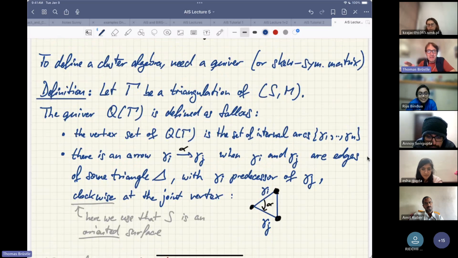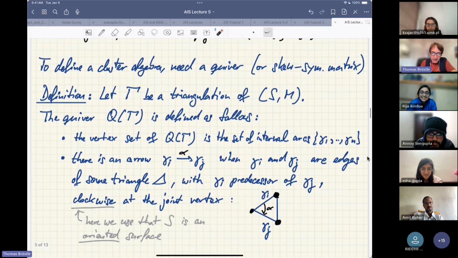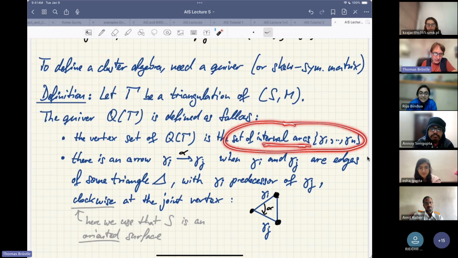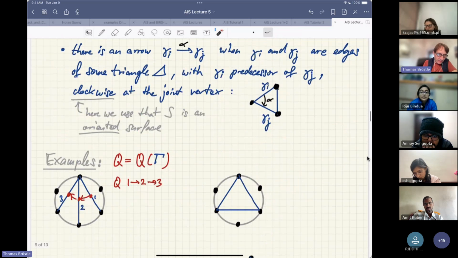I will come back to this with some example. That's okay. Good. So thank you for the remark here. You're totally right. I only consider the internal arcs as the vertices of this quiver. So I consider only 1, 2, 3, and not anyone else.